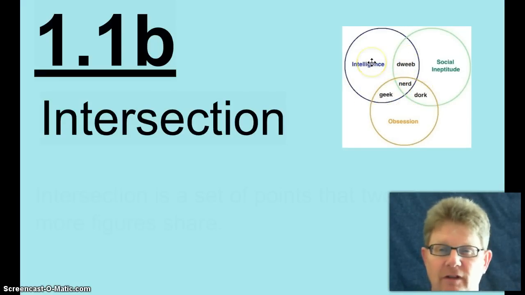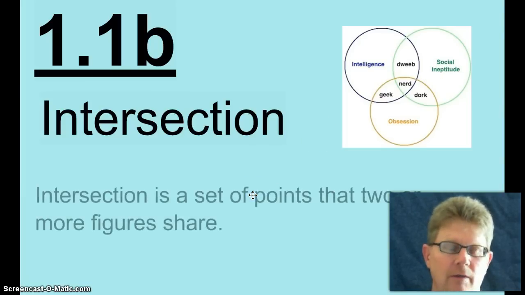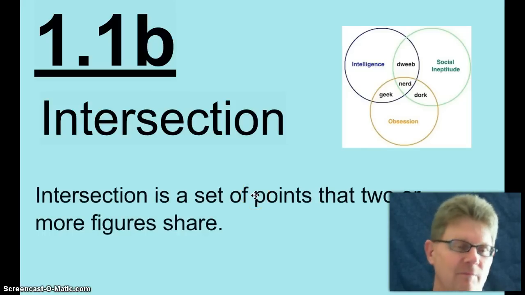The intersection of intelligence circle and the social ineptitude is dweeb and nerd. The intersection of the social ineptitude and obsession is dork and nerd. The intersection of intelligence circle and obsession circle is geek and nerd. The intersection of all 3 is nerd, because it's in all of them. Okay, dweeb and nerd are shared by intelligence and social ineptitude. That's what intersection means. In the geometric circles, circles, that's funny.